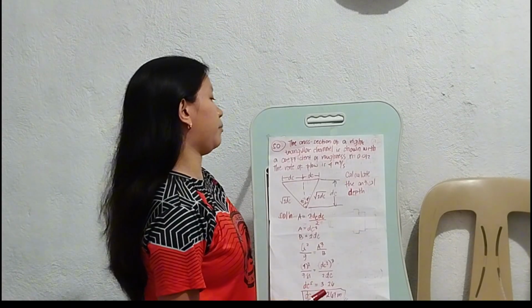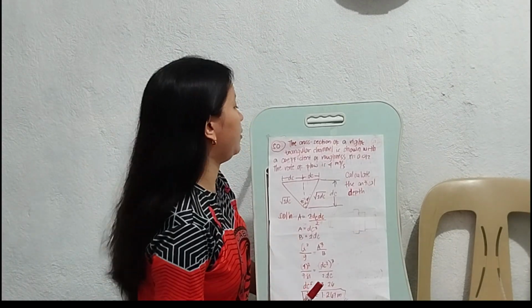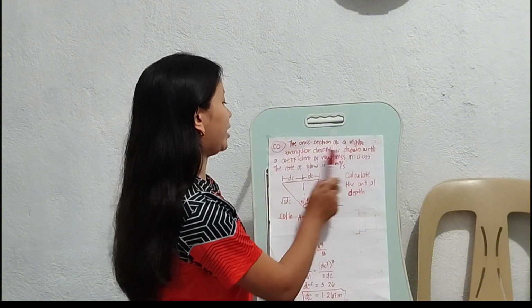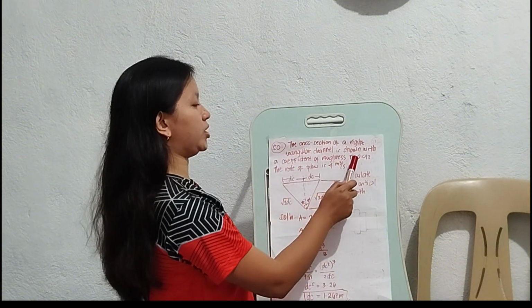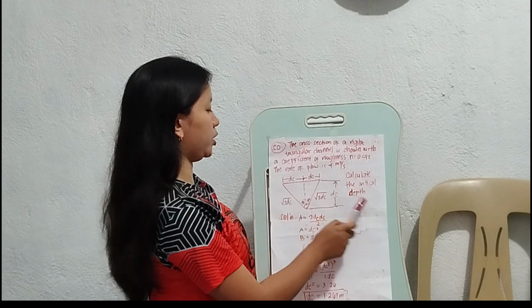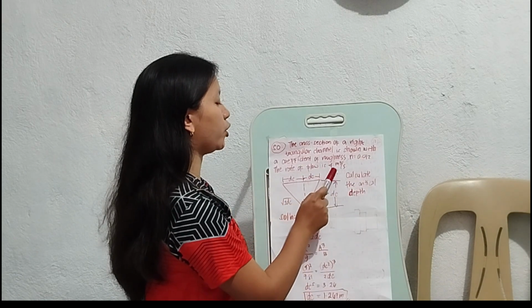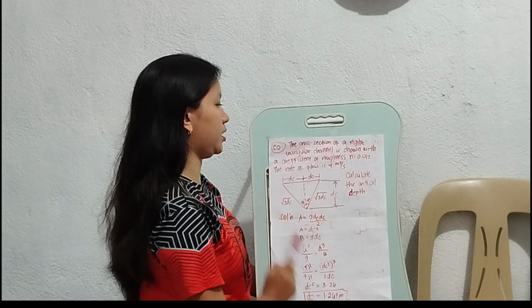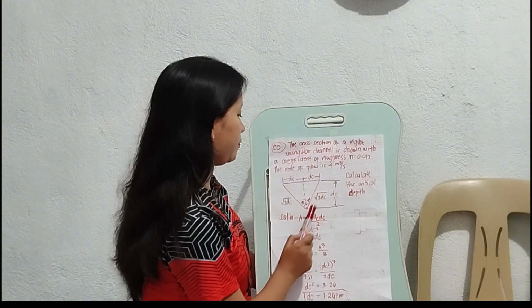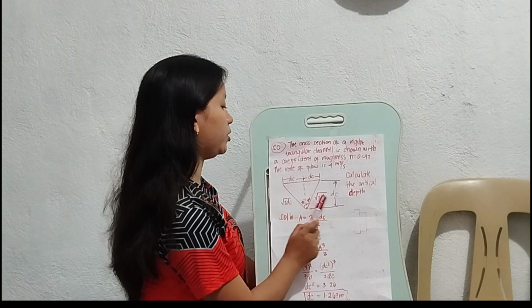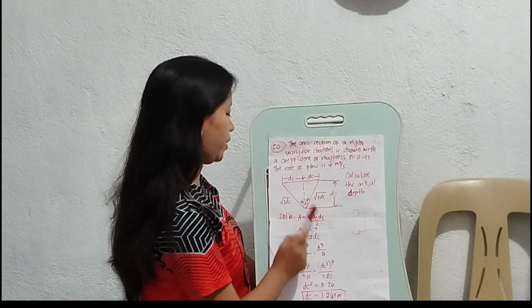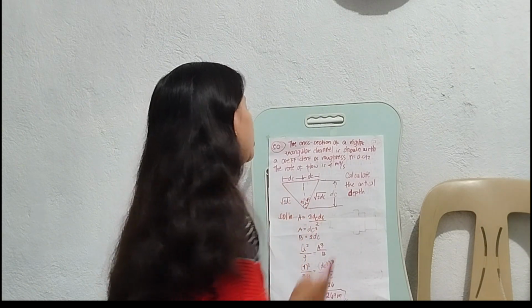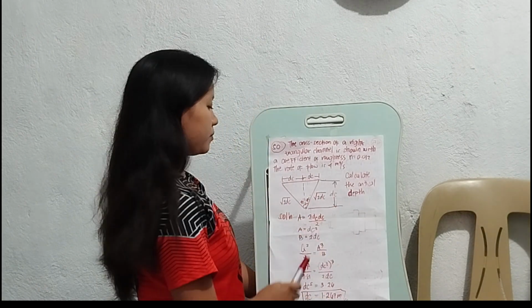For problem number 50, the last but not the least problem, the cross-section of a right triangular channel is shown with a coefficient of roughness n equal to 0.012. The rate of flow is 4 cubic meters per second. So this is the triangular channel. We have here the slope, the critical depth, and the theta which is 45 degrees and 45 degrees. So calculate the critical depth.